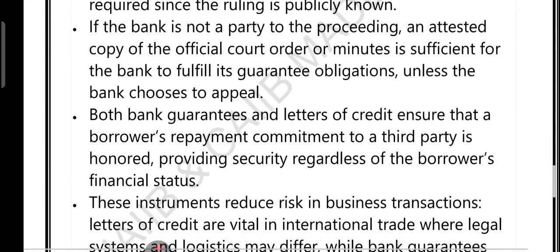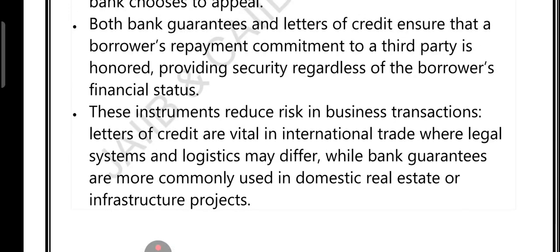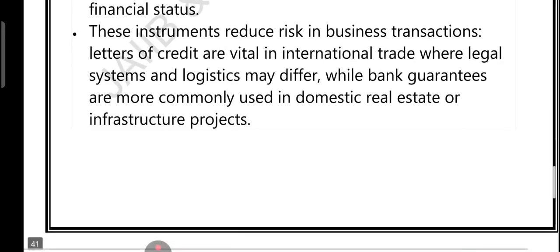Now how to compare the guarantee and letter of credit? Let's see. Letter of credit is common in international trade, payment assurance across countries. However, BGs are often used in real estate or infrastructure projects within the country. LCs are short term, around 90 days, while standby LC, which is called SBLC, is long term, typically 1 year. If you look at the legal standards, regular guarantees are governed by the mutually agreed law.